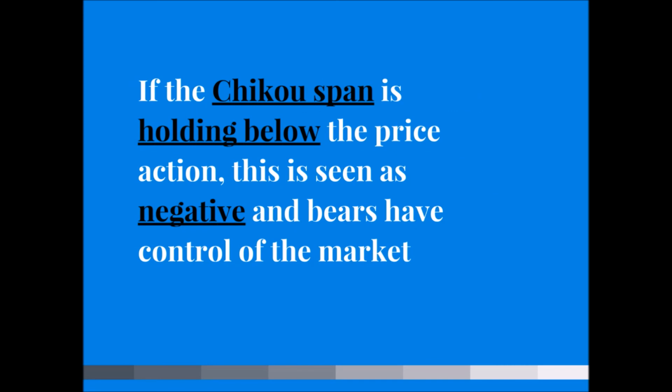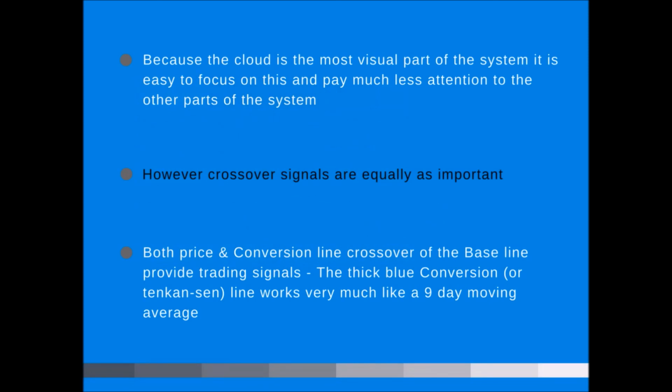Because the cloud is the most visual part of the system, it's easy to focus on this and pay much less attention to the other parts of the system. But crossover signals are equally important. Both the price and conversion line crossover of the baseline provide trading signals.